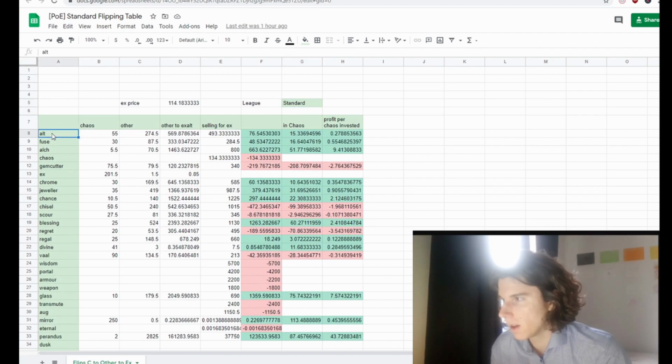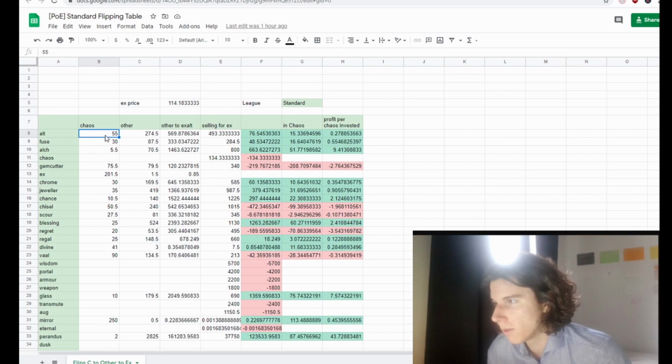Then you have the currency that you trade, then how many chaos it costs, and then the other currency that you get for it. So you put up 55C for 274.5 alteration, and then when you transfer it to the Exalt price, you get like 570 alterations for your chaos, and then you can sell your alterations to Exalts, and then you only have to pay 493 alts and get like 76 alterations as profit, and that would be like 15C in profit.